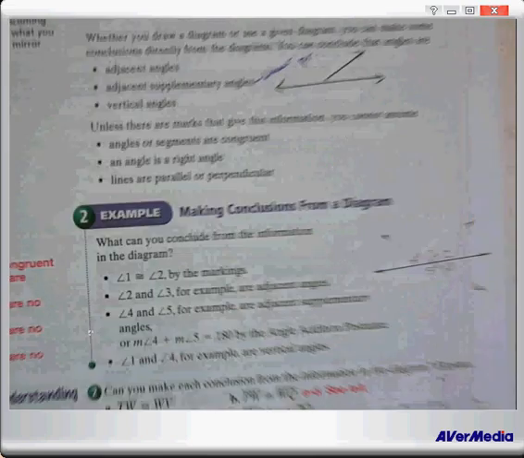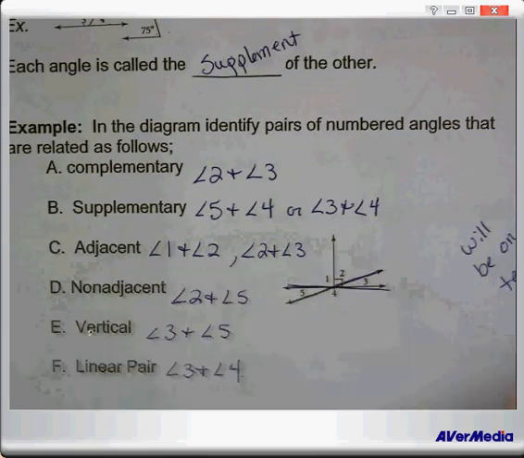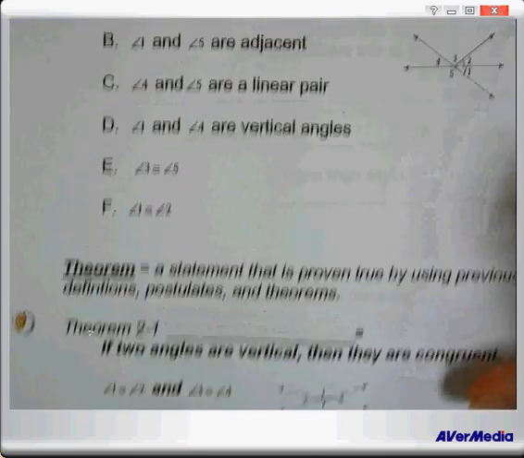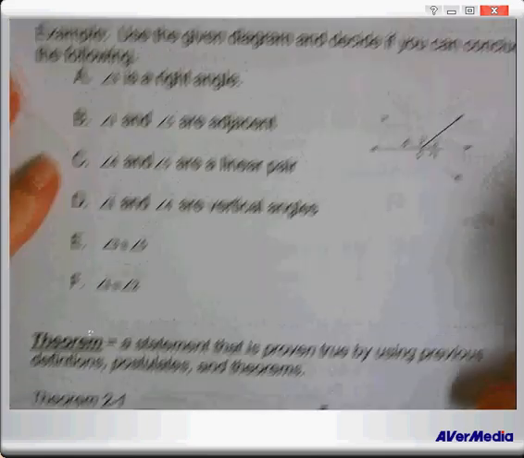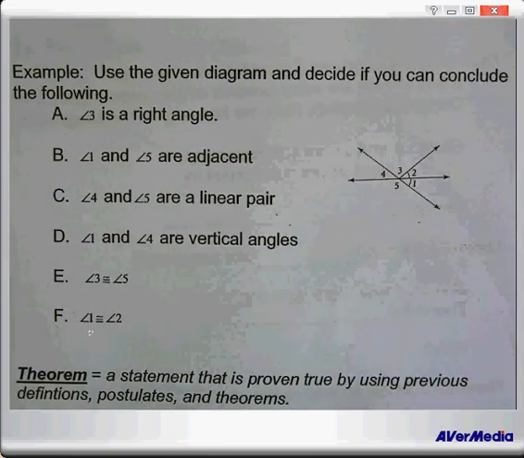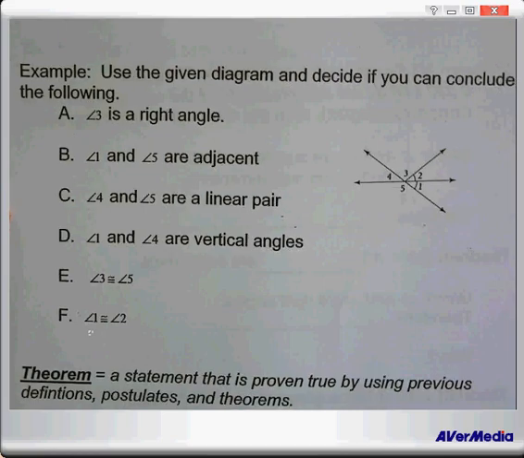This is not very bright, so I'm going to turn on the lantern here. Forgive me. You're going to be looking for things that are pretty obviously given, unless they're marked. So look for arc marks, tick marks, and right angle symbols, because if they're in, then you can assume it. If they're not in, you can't assume it.